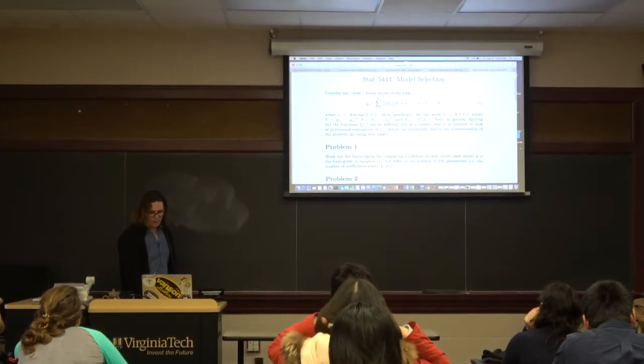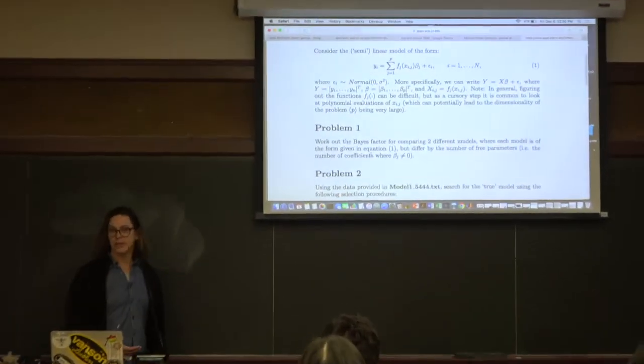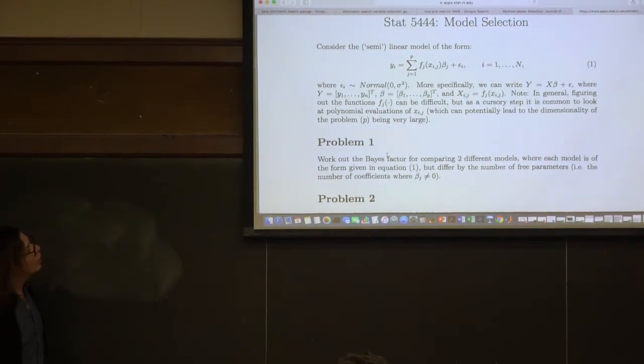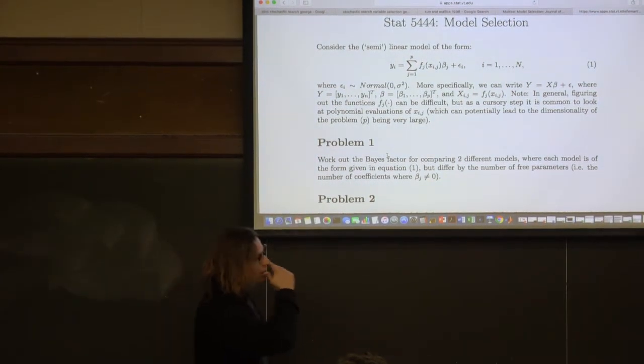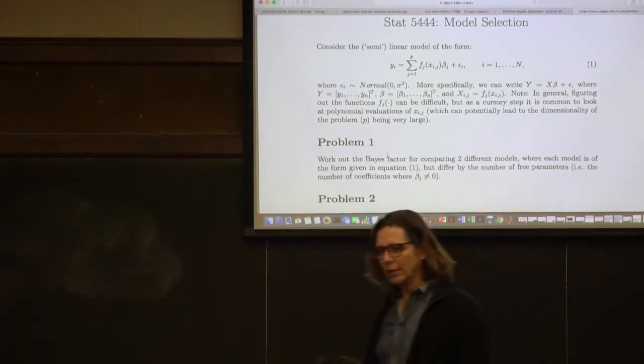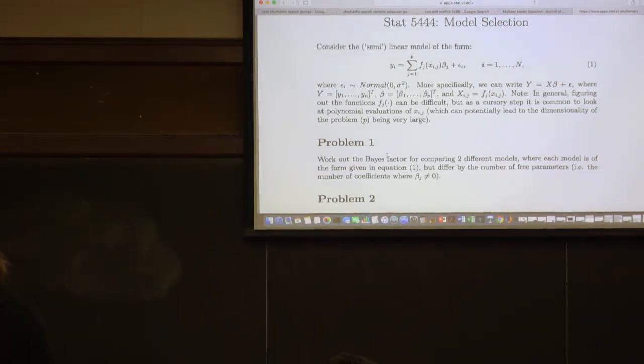More than a lot of them, because it's practical and it's something that you will find yourself doing quite a bit, especially after this discussion. So I say consider the semi-linear model. And if I took away the FJs, this would just be your linear model that you're used to seeing.